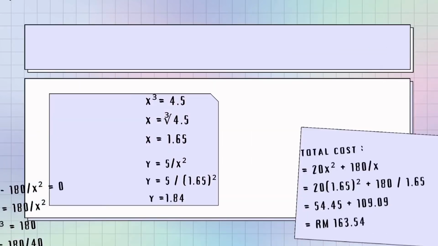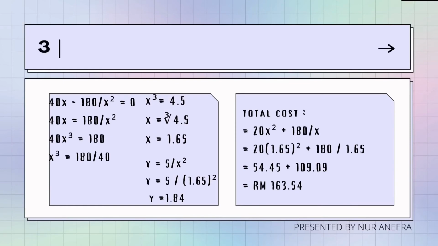To get the value of x, the first derivative needs to equal 0. Therefore, 40x minus 180 over x squared equals 0. Then move the negative 180 over x squared to the right, and it will be 40x equals 180 over x squared. To make x on only one side, we move x squared to the left, and it will be 40x cubed equals 180. Then do the mathematical solving as usual by bringing 40 to the right, dividing the 180. It turns out x cubed equals 4.5.